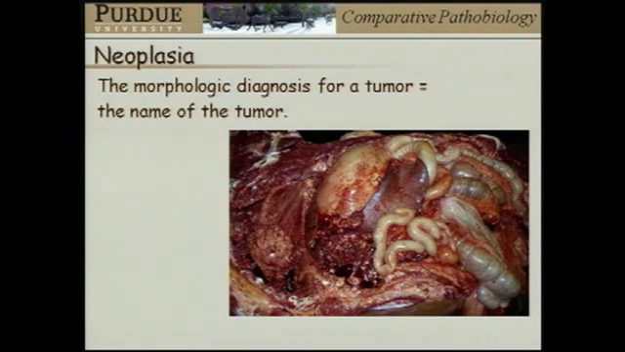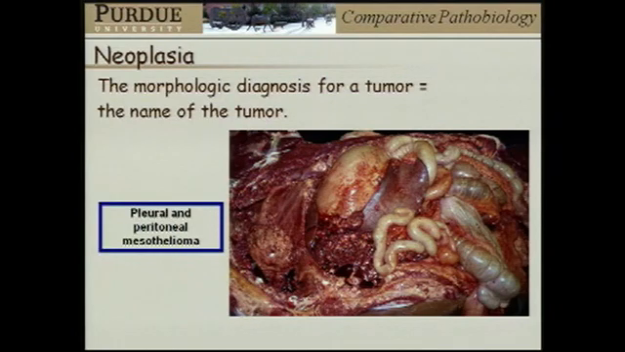Neoplasia, last category of disturbances of growth. The morphologic diagnosis for a tumor, for a neoplastic process, is simply the name of the tumor. And of course there are instances when you cannot do that at the macroscopic level, when you cannot guess what the tumor is. But if you can, then you simply name the tumor. And in the example we're showing here, you see that there are many tumors, and that these tumors are distributed over serosal surfaces in the abdominal cavity and in the pleural cavity. And the tumor that would be most likely to have that appearance would be mesothelioma.